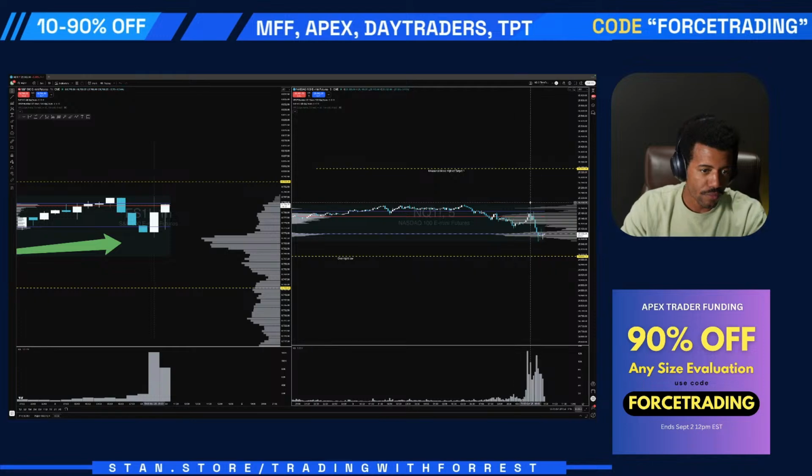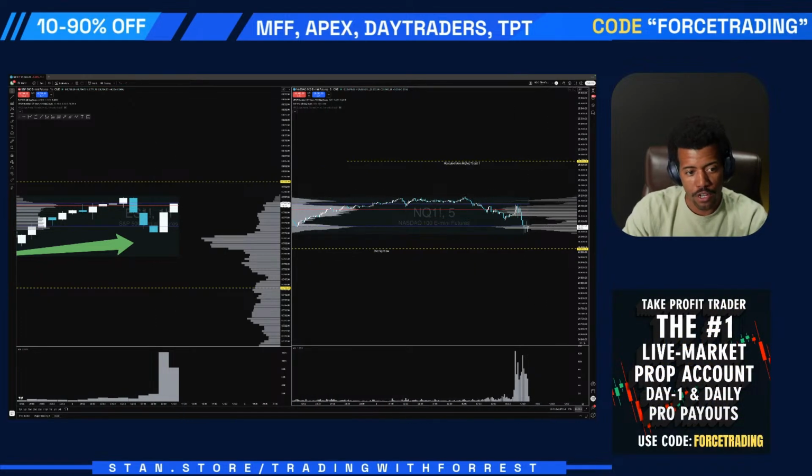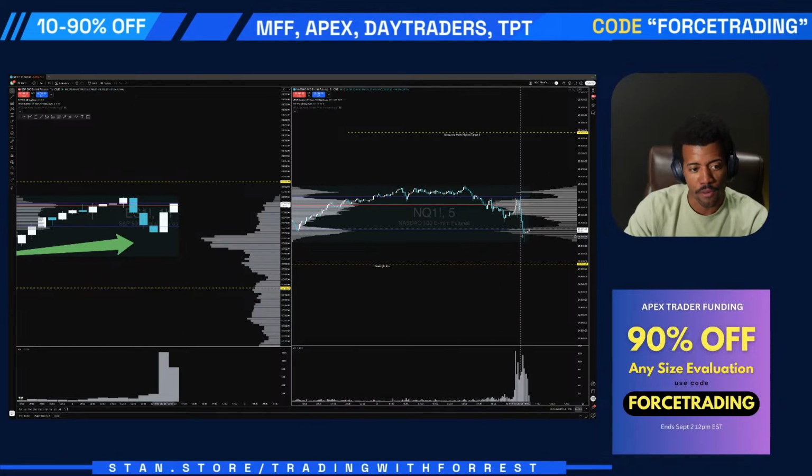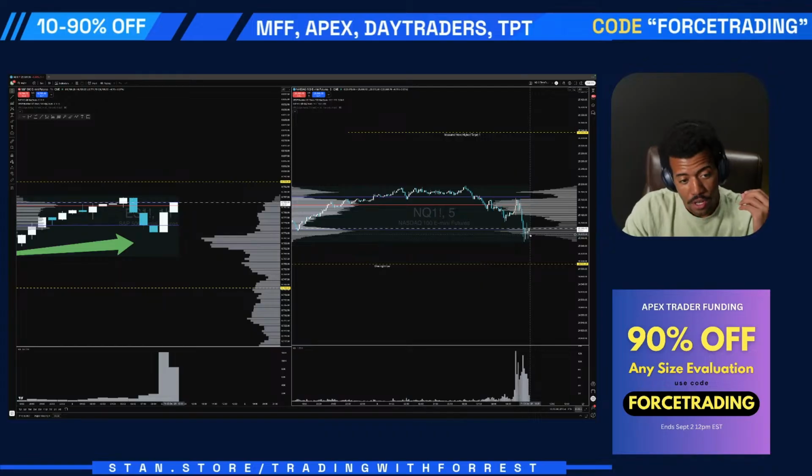So that's what we talk about when we talk about liquidity. Liquidity is about positions. It's about volume at a price. Most people are looking at volume at a moment in time. I care about volume at prices because I want to know where people are positioned.